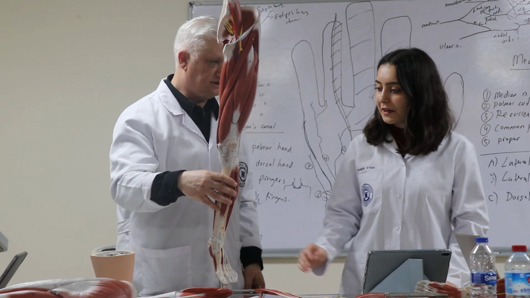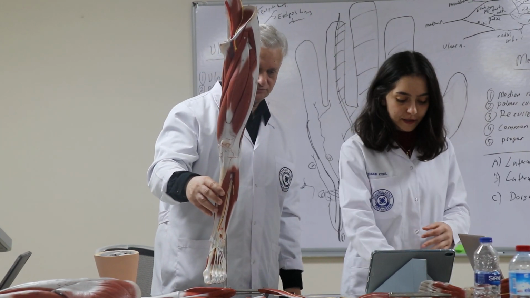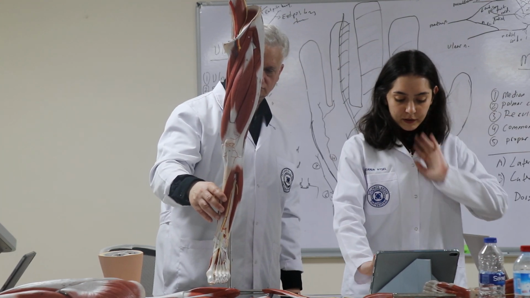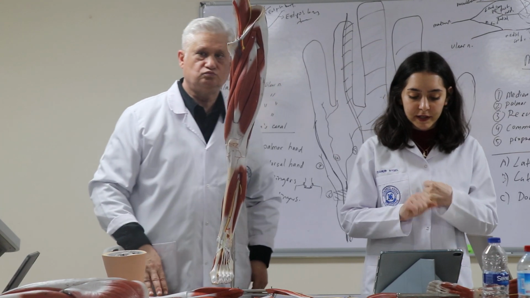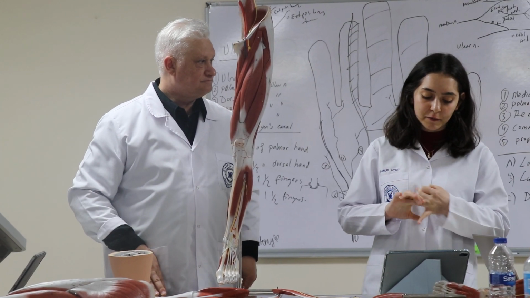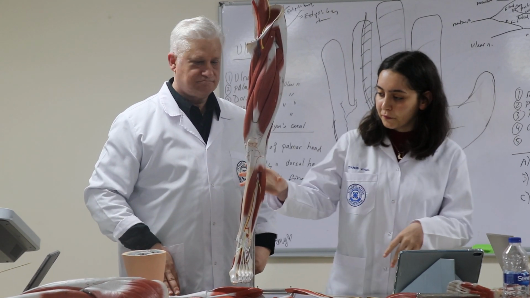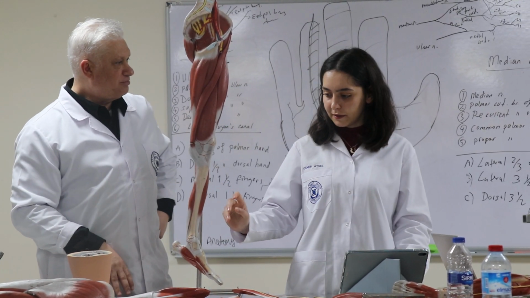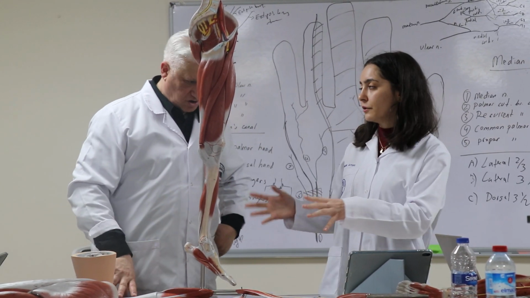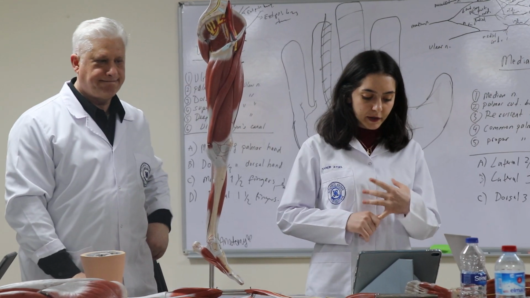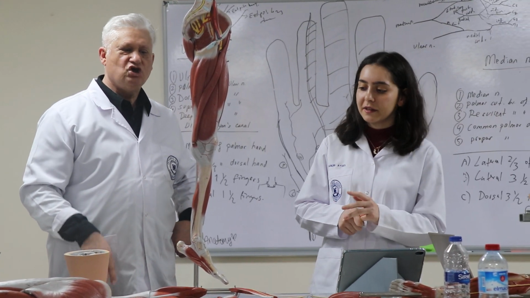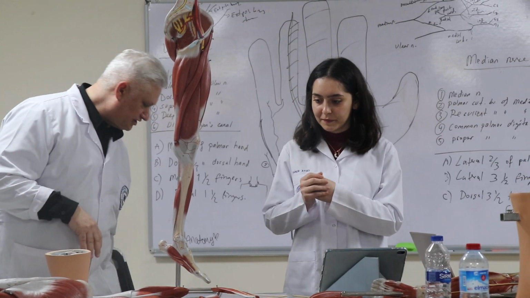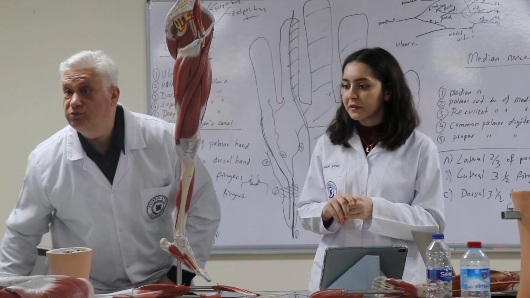Okay, good. We have three motor branches of the common peroneal nerve. The first one is the short head of the biceps femoris, the second one is muscles in the anterior compartment of the leg, and the third one is the muscles in the lateral compartment. So we have three motor branches. Let's say it again.